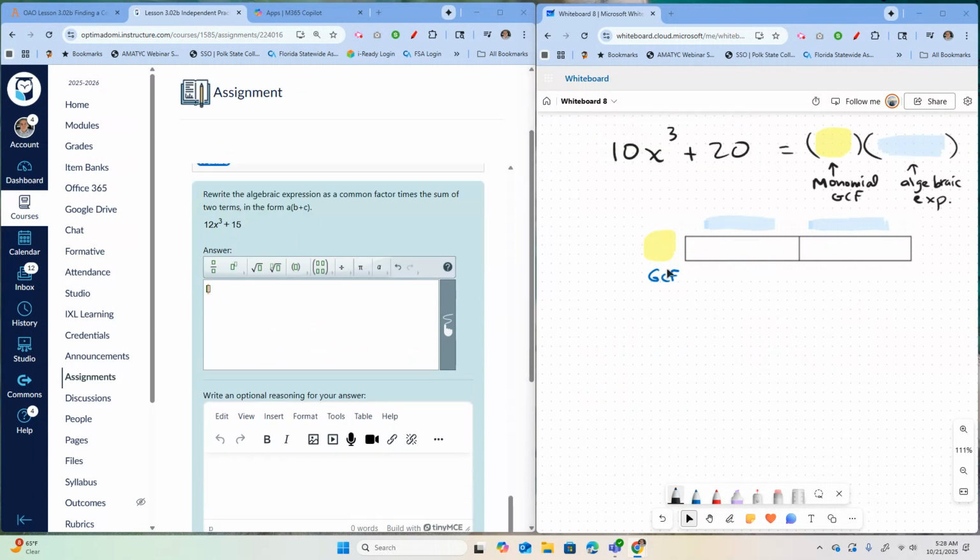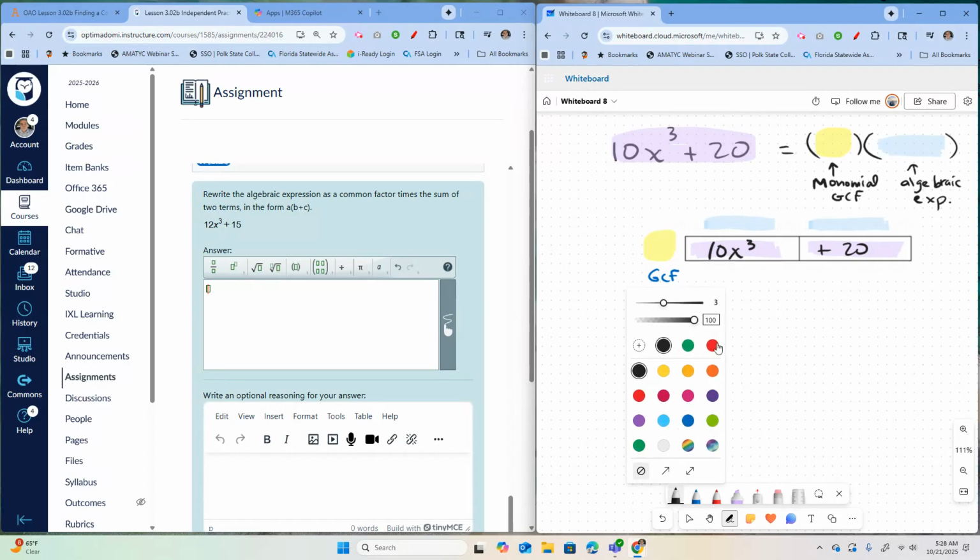Here's problem number 6. Again, a similar one. I'm going to take this algebraic expression and write it as a multiplication. So the way I'm going to do that, I'm going to use the box method backwards. I'm going to write the algebraic expression inside here. So 10x to the 3rd power goes here. The plus 20 goes here. I want to find the GCF, which is the yellow section.